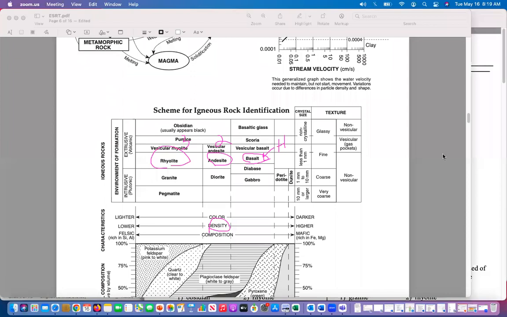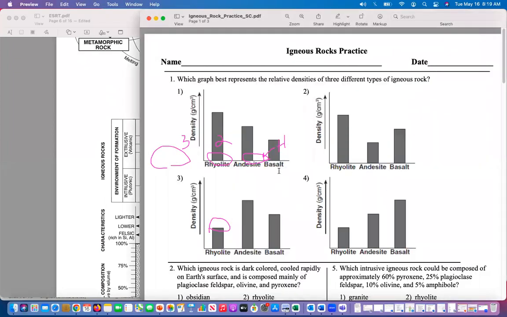And so when I take a look, it ends up being choice 4. Basalt is the highest, rhyolite is the lowest, andesite is in between. So the correct answer is choice 4.